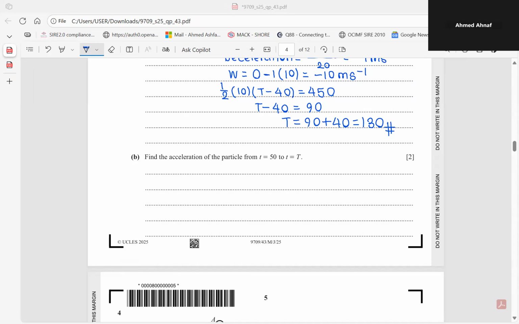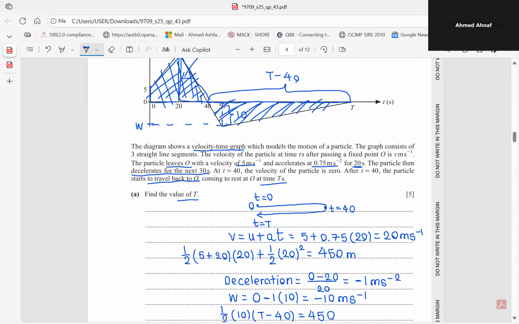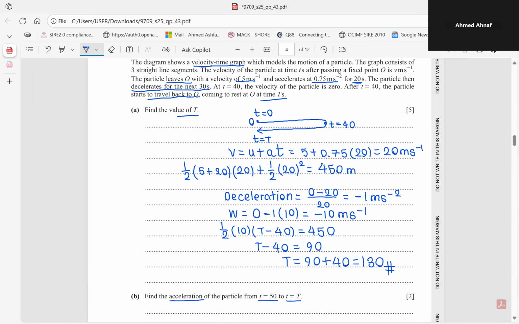For this part, we're supposed to find the acceleration of the particle from t equals 50 to t equals t. To do that, as I said in the previous part, you just have to find the gradient of the line segment from t equals 50 all the way to t. This line right here represents acceleration, and since it's positive, we clearly know that the particle is accelerating. So let's find the gradient.